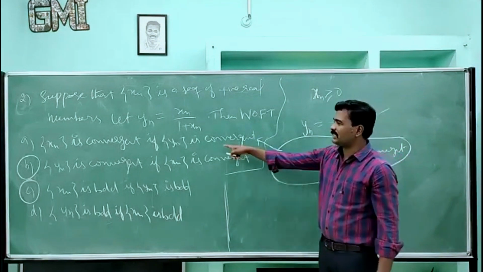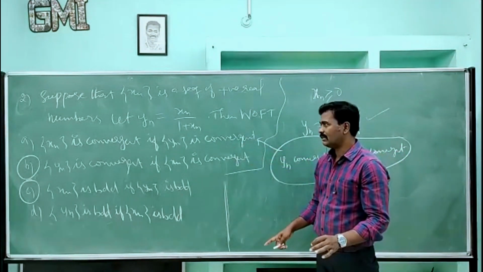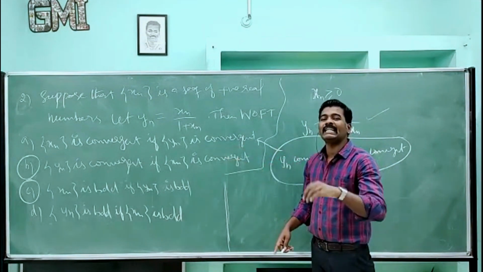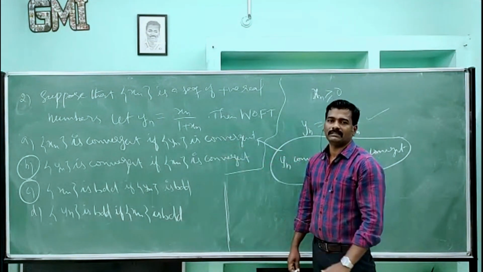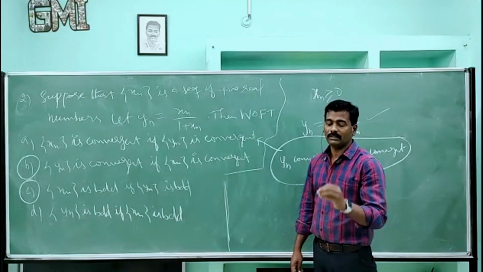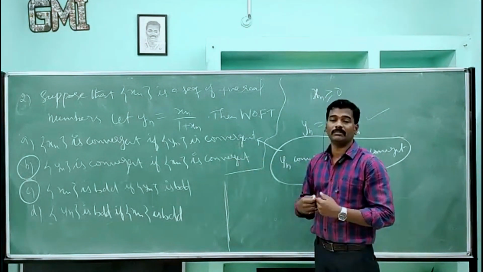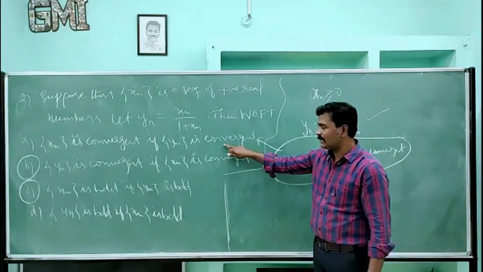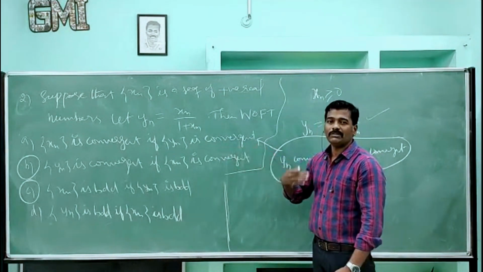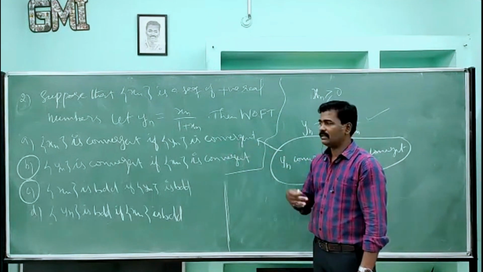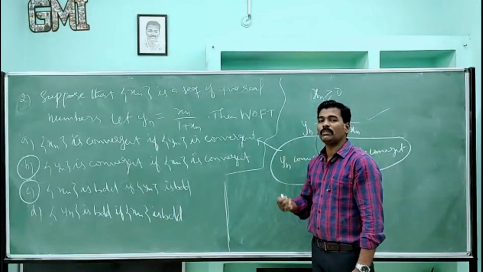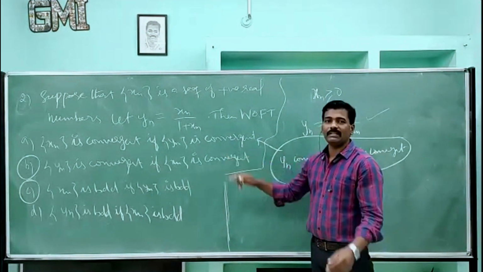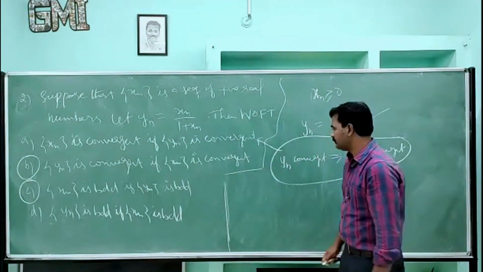Suppose you feel the first option is false. That is, yn convergent need not imply xn is convergent. That is a false statement. Suppose you feel this is a false statement. You have to find xn suitably, such that yn is convergent but xn is not convergent.